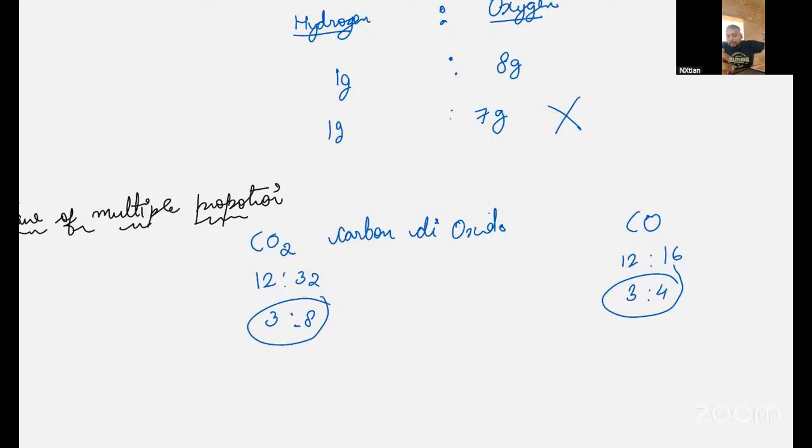So Dalton also gave some theories which at that time were correct, but after the discovery and after more experiments, we concluded some of the things are wrong also. Are you with me? Did you understand? So we have page number 7. Take out page number 7. Can you read all these 5 points?